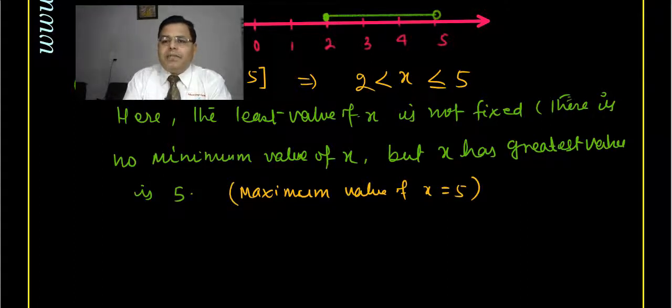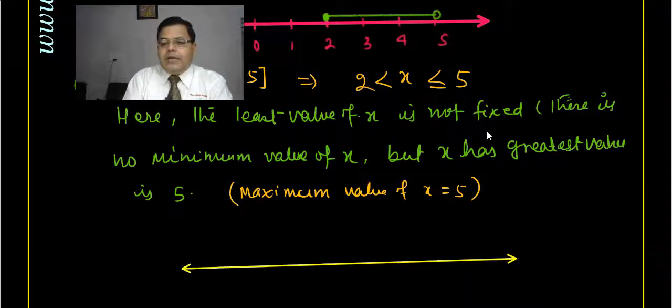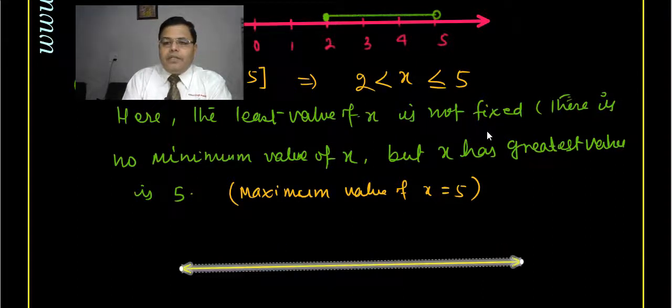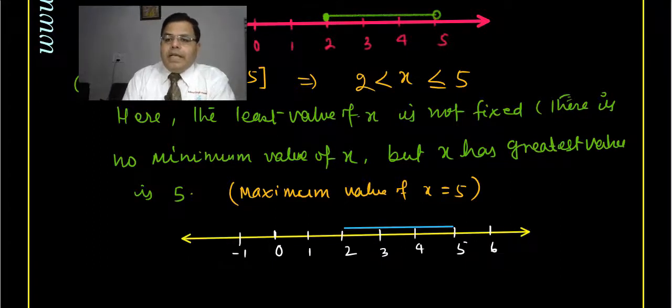So this can be represented on the number line system. Let me write a line here. Since x is not included, you need to write an open hollow circle here. And here, since 5 is included, there must be a solid dot. This is the representation on the number line system. I hope you understand this and will use it very clearly.